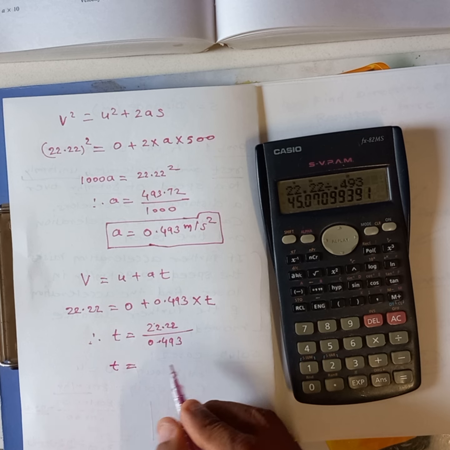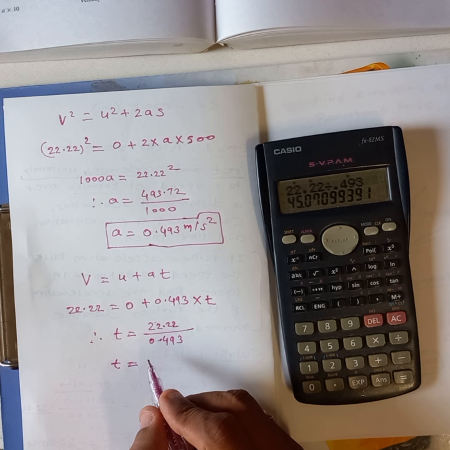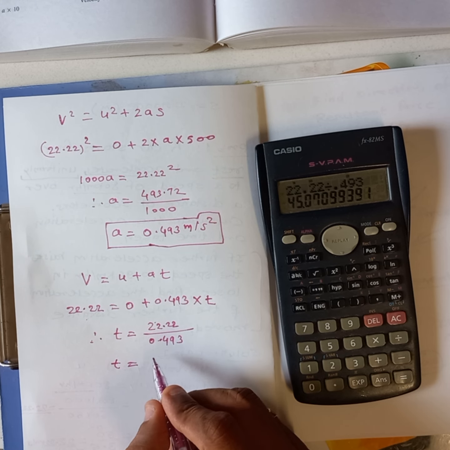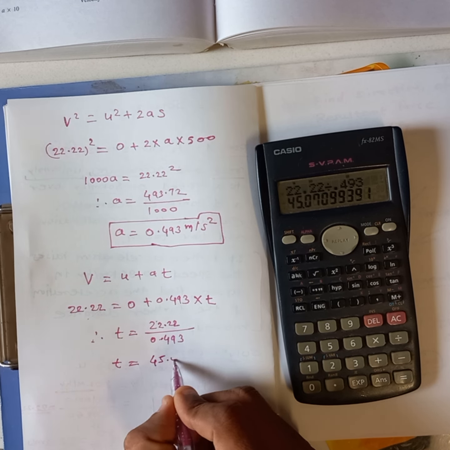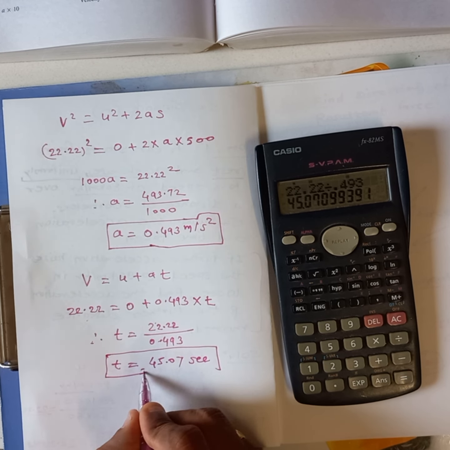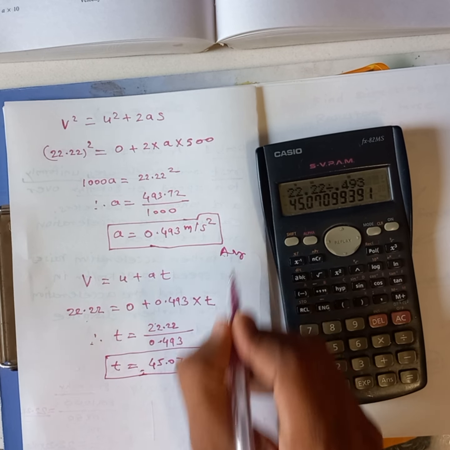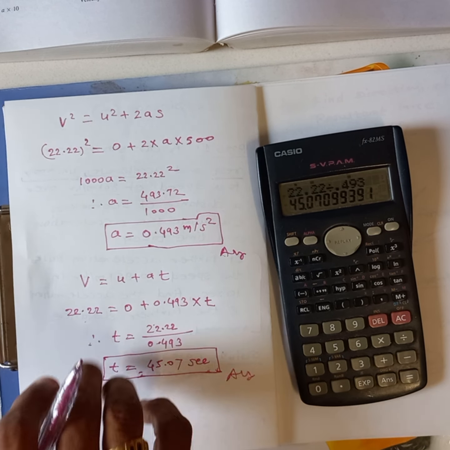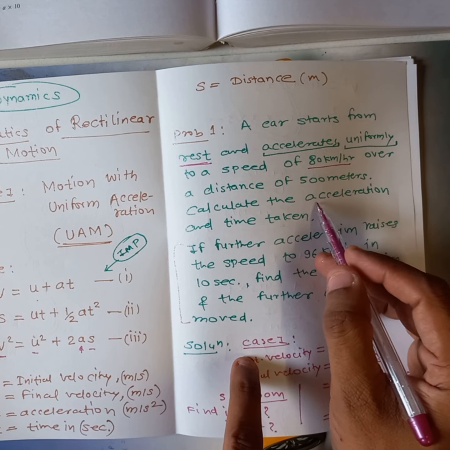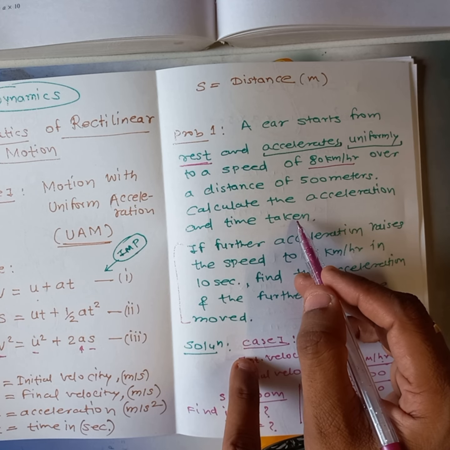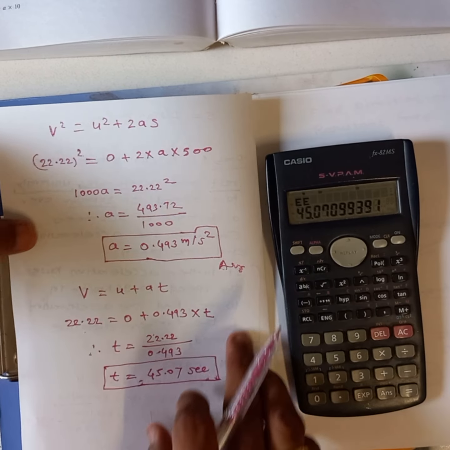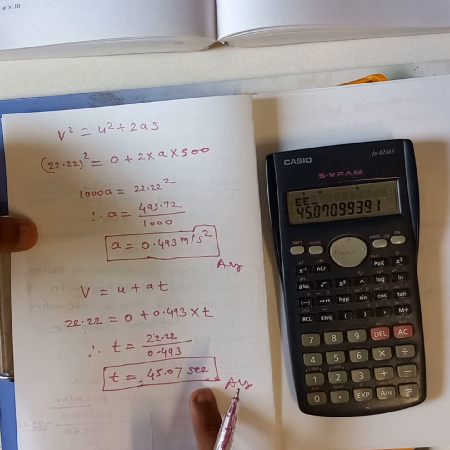So the time taken to attain this final speed is 45 seconds, 45.0 seconds, right? So these are the answers for the first condition. I hope we have justified it. We have been asked to find the acceleration and the time taken to attain this speed. So you can see this is the first answer and this is the second answer.